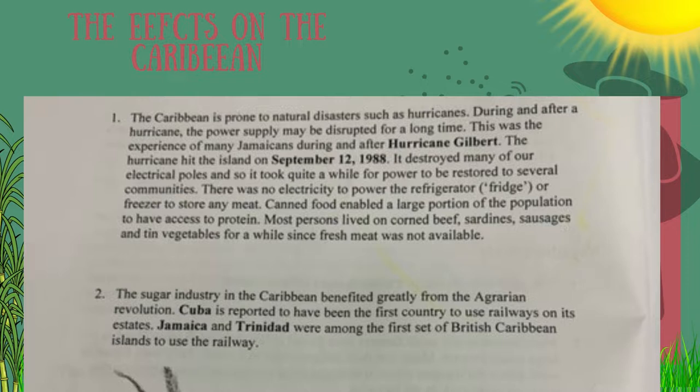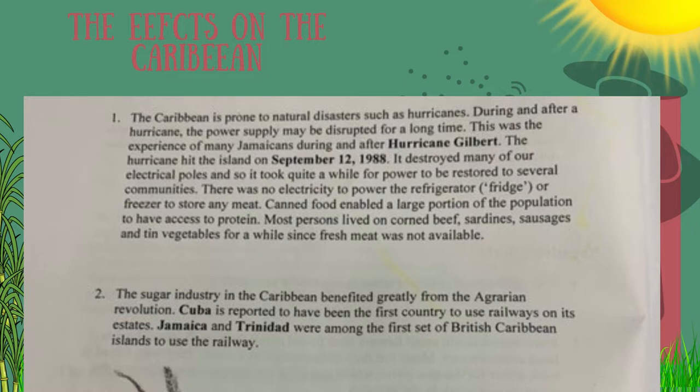And lastly, the sugar industry in the Caribbean benefited greatly from the agrarian revolution. Cuba is reported to have been the first country to use railways on its estates. Jamaica and Trinidad were among the first set of Caribbean islands to use the railways.